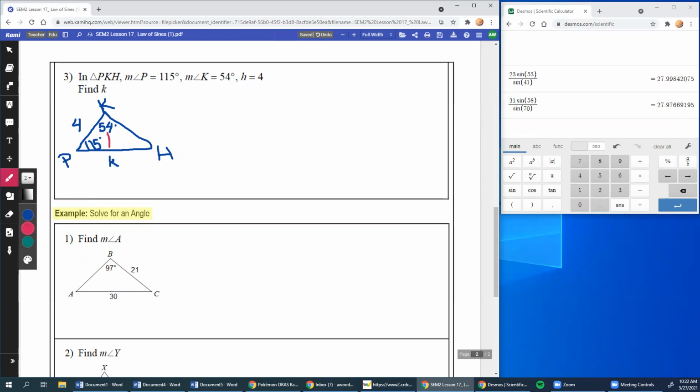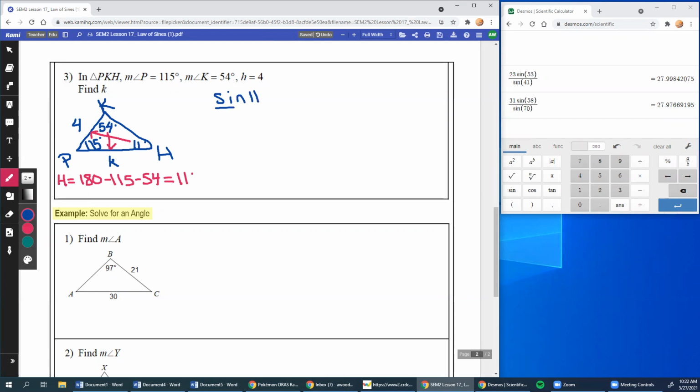So 54 degrees goes with K, we're good there. But we don't know angle H that goes with 4. So this is another matter of us having to do 180 minus our 2 angle measures to find the third. So we get H is equal to 11 degrees. So now we have everything.